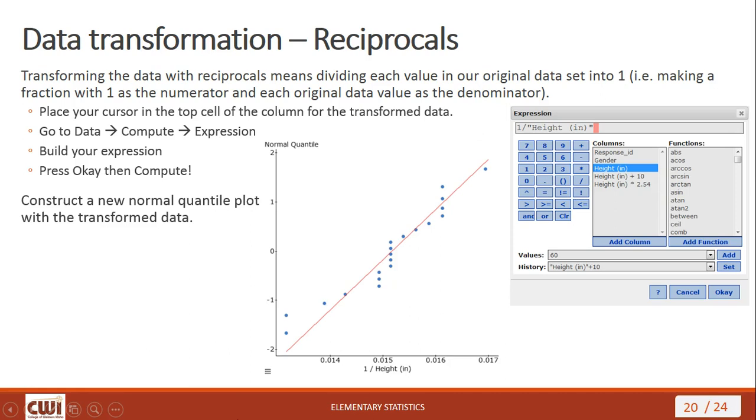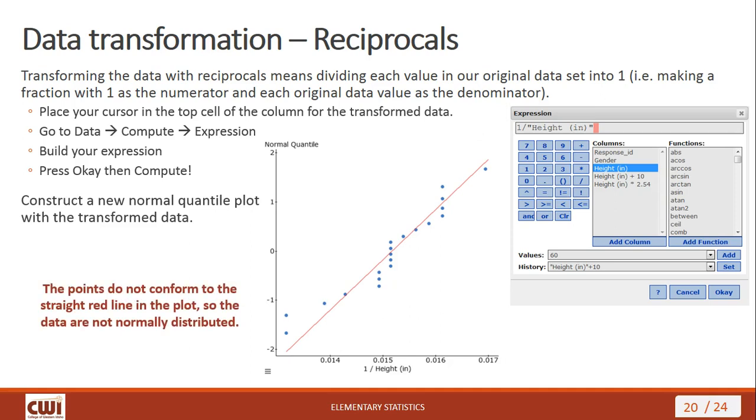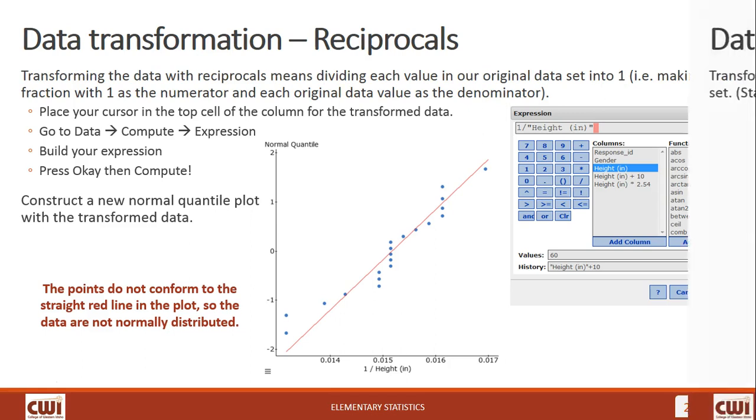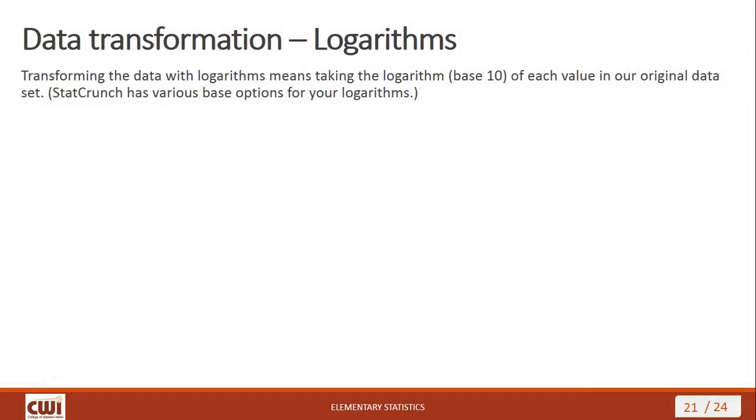So this really didn't help us much with making a normal distribution in our data set, because still the points are not conforming to that straight red line in the plot. So reciprocals don't really help us to make this data set normally distributed. What about taking the logarithm?